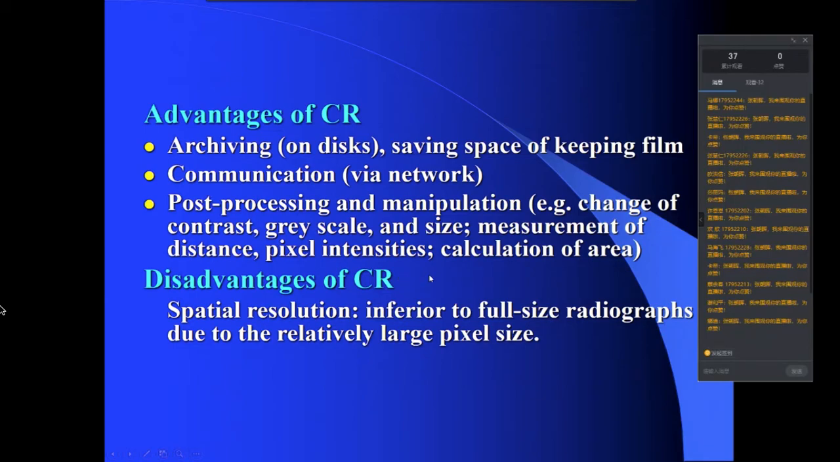The disadvantage of CR compared with conventional radiography is that its spatial resolution is inferior to full-size radiographs due to the relatively large pixel size.